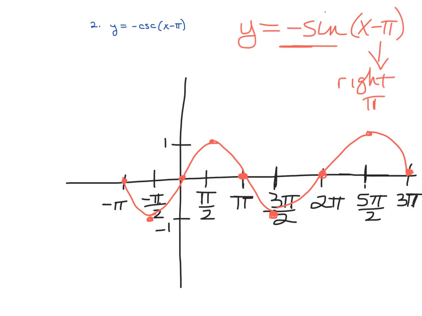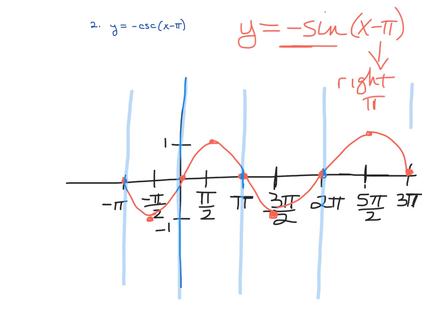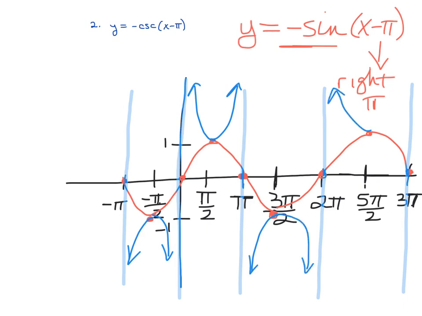So now I need to draw the reciprocal. So this is easy now. I just draw in the asymptotes. So one's here, one's here, here, here, and here. So now I just find all those red points and make them go up and away or down and away. So down here, up here, down here, and up here.